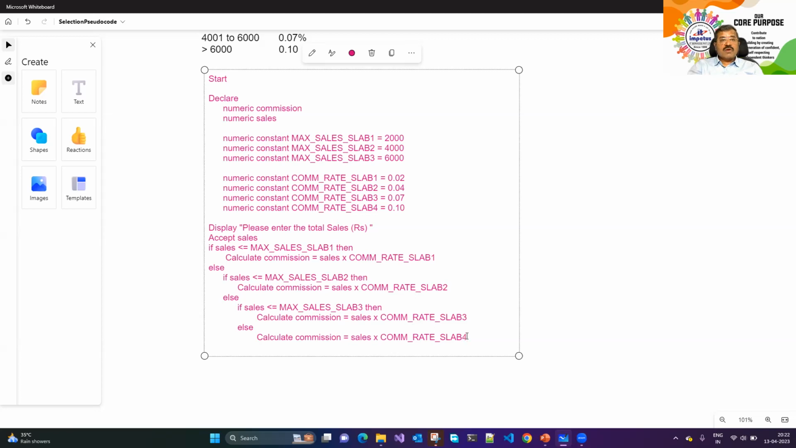Now we have written 4 conditions, but every if should have an end if. So I say end if. The previous if also should have an end if, and since we had 3 conditions, I'll have 3 end ifs, and then we'll display the result. That's how the code has been written.